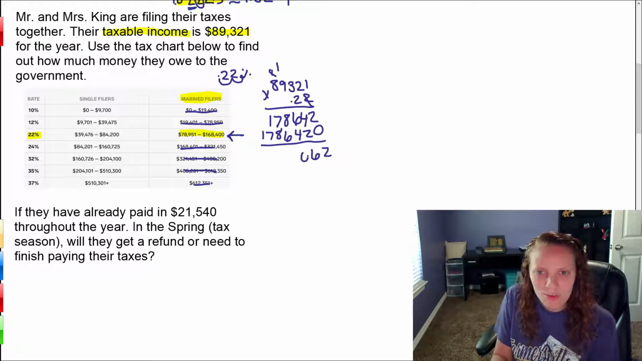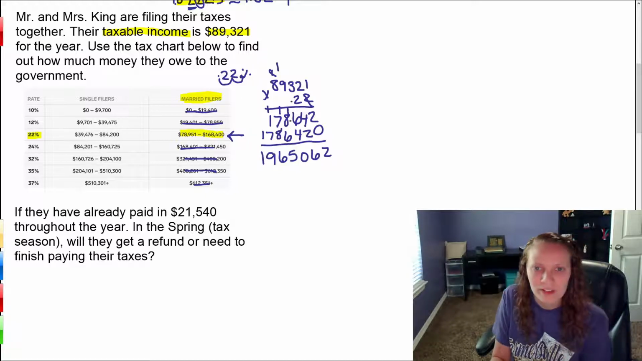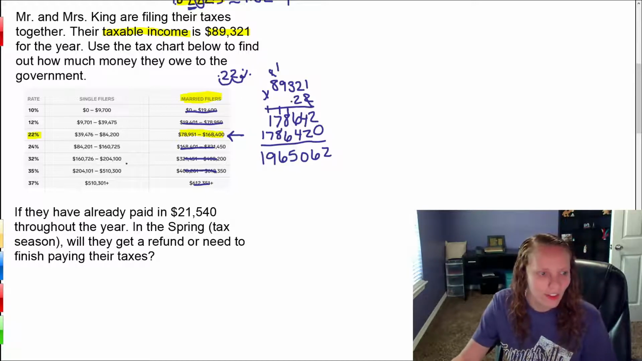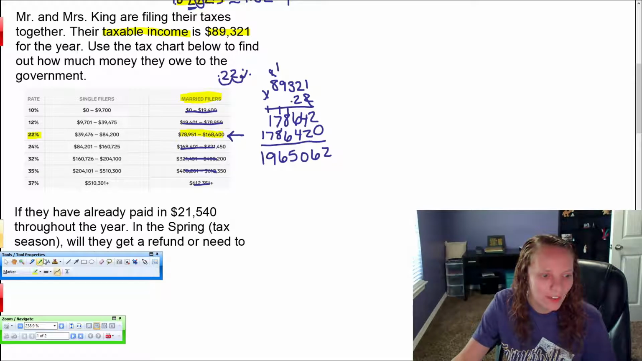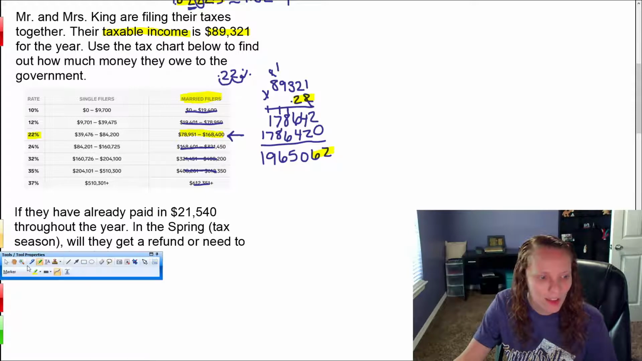6 plus 4 is 10. 9 plus 6 is 15. 8 plus 8 is 16. 7, 8, 9, and then a 1. Now I'm noticing that there are 2 numbers after a decimal, so we would count over 2 times from the left.